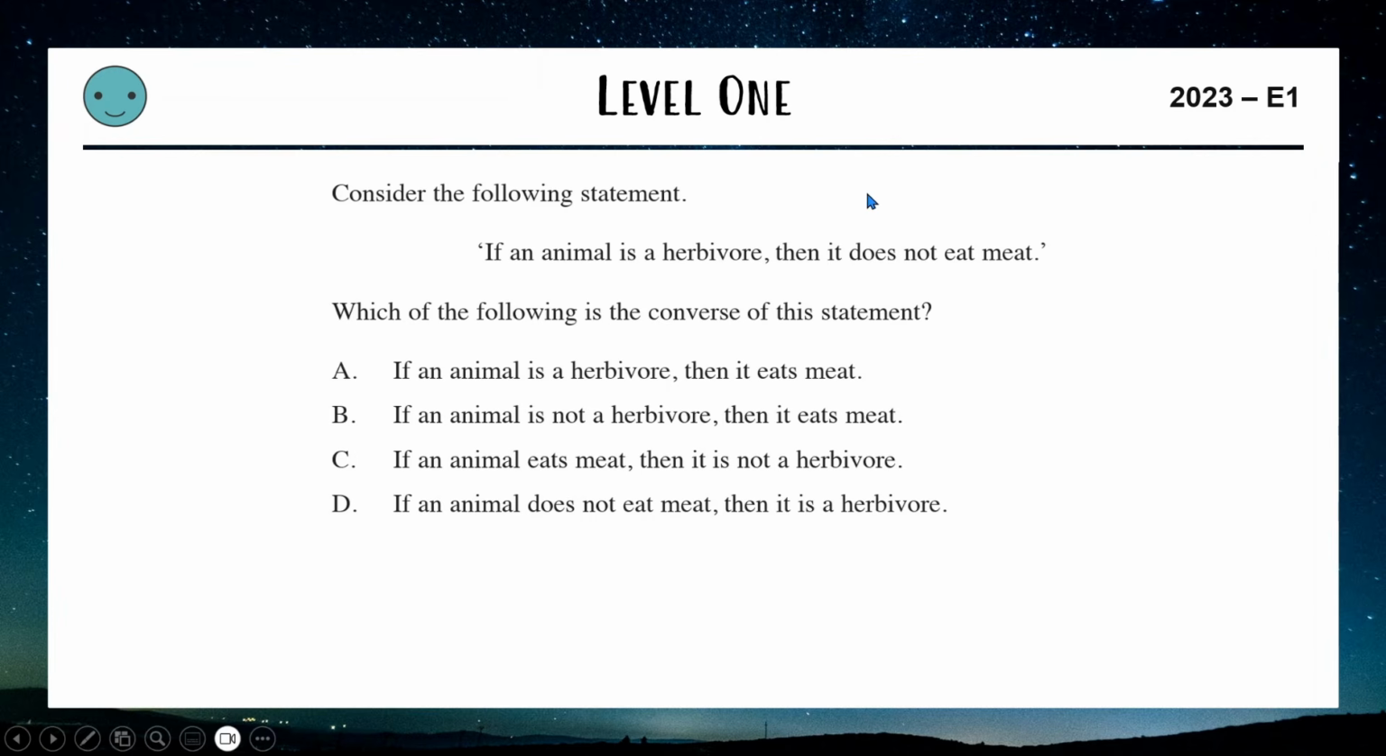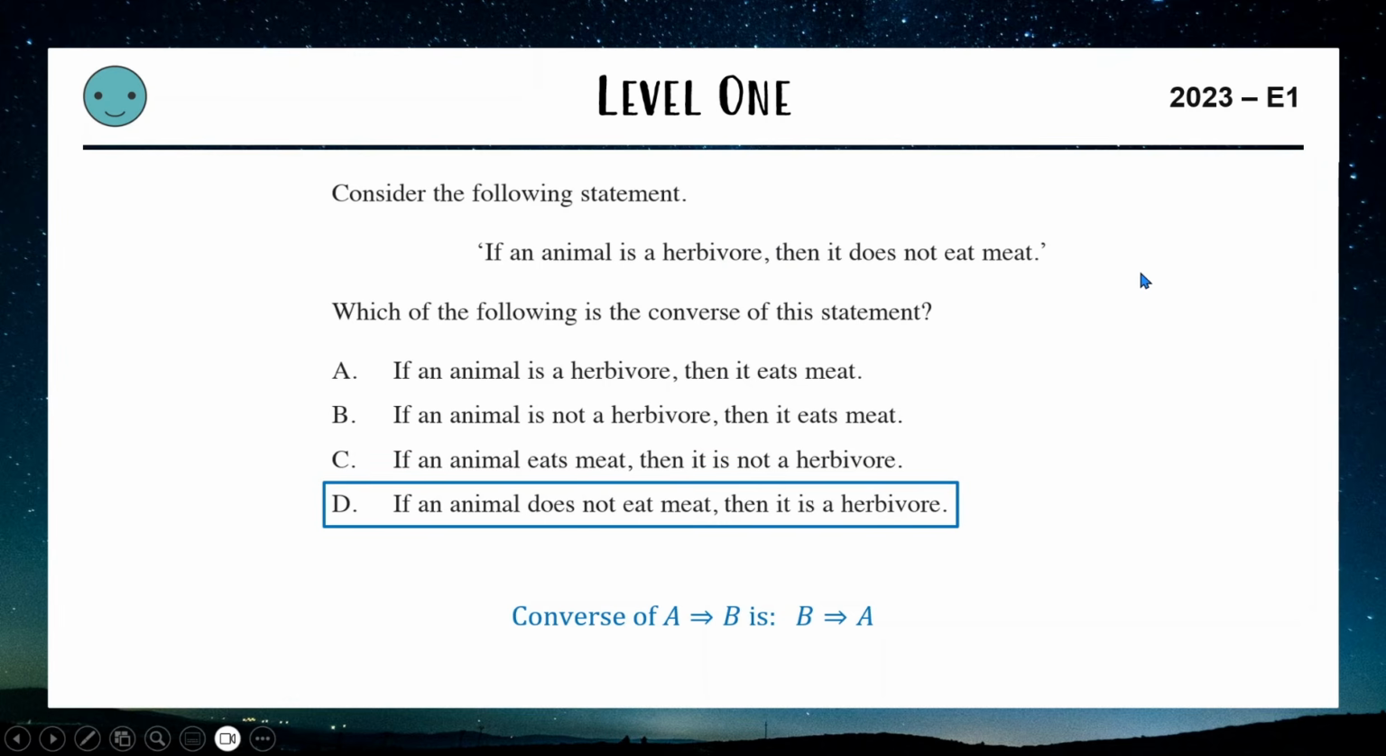So the moral of the story here is that if you know your proof terminology, you can quite often pick up some free marks. So you should know your converses, you should know your contrapositives, know your negations. All that lingo is going to get you free marks most years. Okay, so for this one, all we need to know is that if we have a statement of A implies B, the converse of that is just reversing the direction of the logic and saying B implies A. So we're just looking for if an animal does not eat meat, then the animal is a herbivore. And that is option D for 1 mark in the 2023 HSC exam.